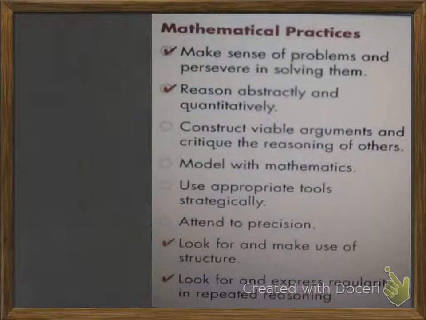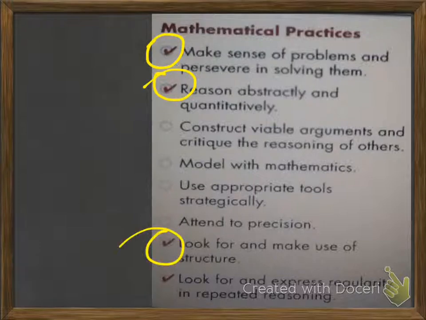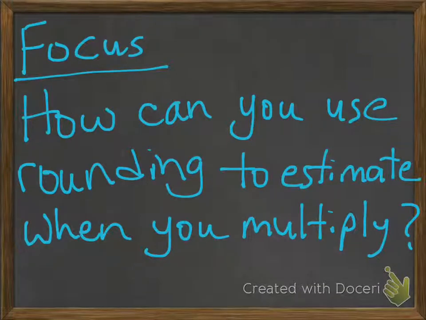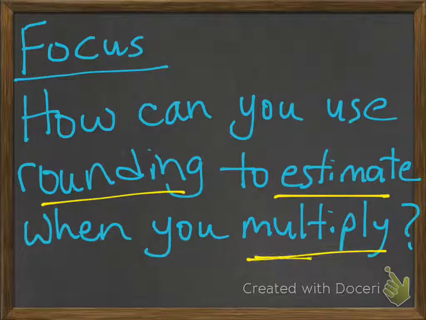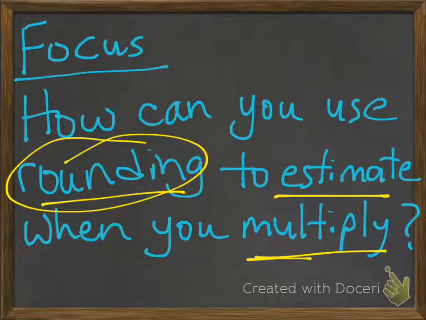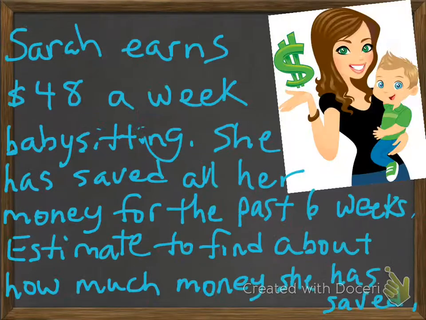Mathematical practices, well, we're going to make sense of problems and persevere in solving them. We're going to reason abstractly and quantitatively, and we're going to look for and make use of structure, and finally look for and express regularity in repeated reasoning. Our focus is how can you use rounding to estimate when you multiply. So that's what we're going to do. We're going to use rounding to estimate when we multiply.